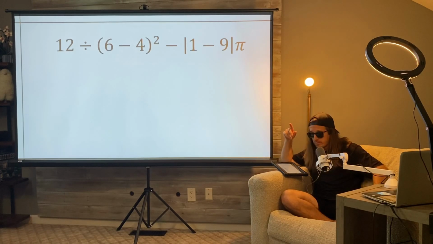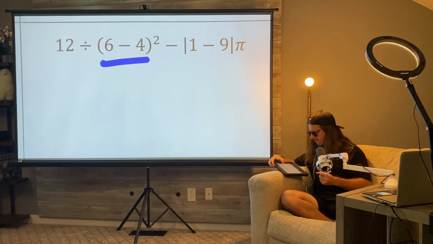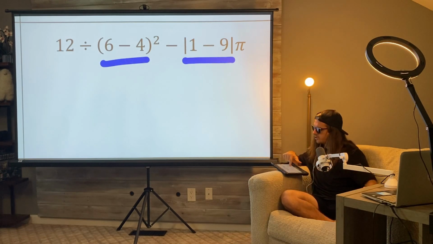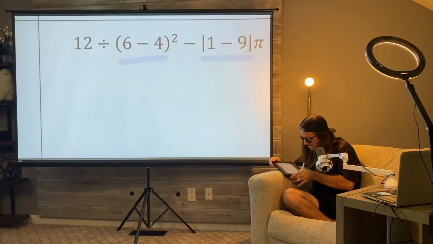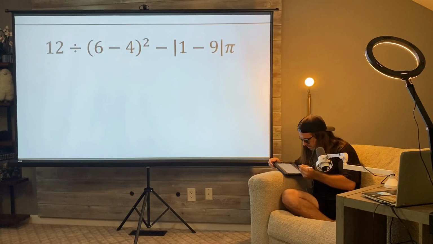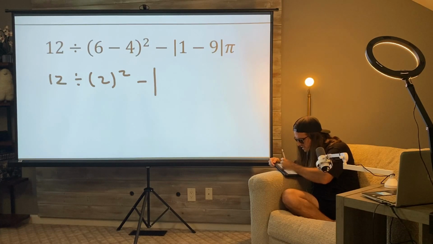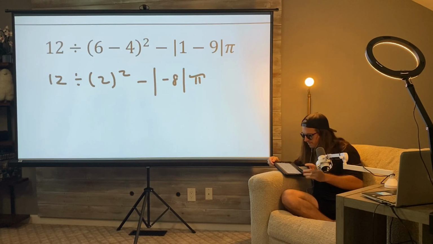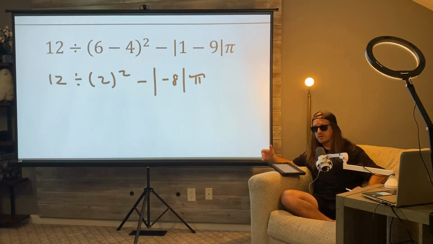Same numbers, but different order. Let's see what this gives us. We have parentheses right here. We also have absolute value right here, which remember I told you to treat as if it had parentheses. So we're going to do these two things in the first step. 6 minus 4 is 2, and 1 minus 9 is -8. All right, next we can move on to exponents, and I can also do the absolute value here.